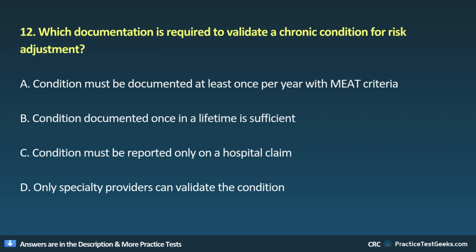12. Which documentation is required to validate a chronic condition for risk adjustment? A. Condition must be documented at least once per year with MEET criteria. B. Condition documented once in a lifetime is sufficient. C. Condition must be reported only on a hospital claim. D. Only specialty providers can validate the condition.